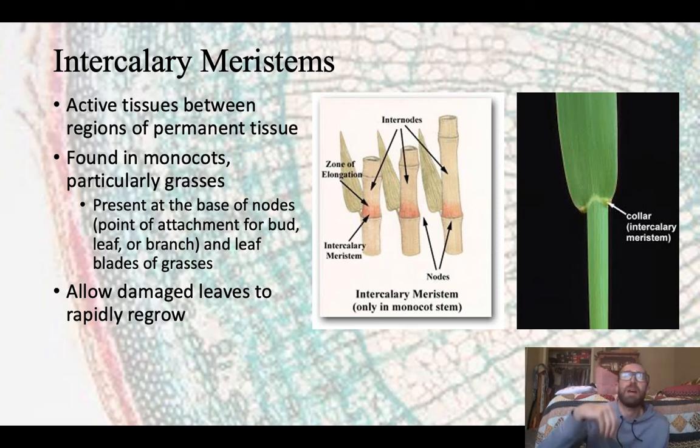If they just depended on their apical meristem, if a cow comes along, eats the top of the plant, it's going to eat that meristematic tissue, the top, right? And the plant's going to not be able to regrow. But if you have a series of meristematic regions throughout the stem and by the leaves, then when it gets grazed upon, there are these regions that can begin producing new tissues. So, very, very important in our monocots, particularly our grasses that get grazed upon.